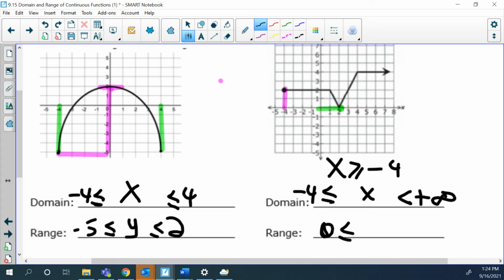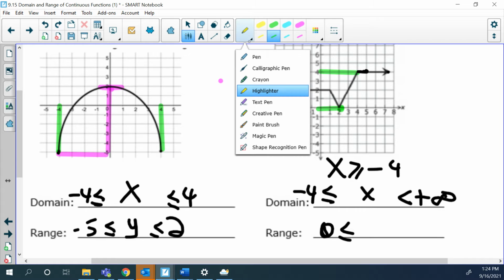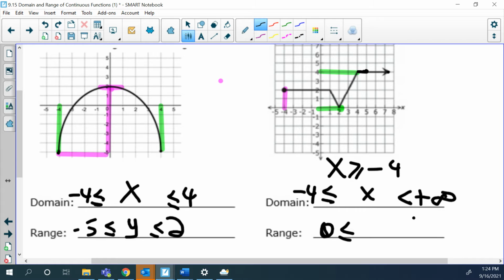But what is the highest point? Well, the highest point is right here on this line, right? It's not an arrow. It's just this point, this line right here. And to find the y value, I'm just going to come across, again, to the y-axis, all right? And that's going to be 4. And again, this is a line, so I'm going to use less than or equal to, and I put y, okay, as my range, all right?